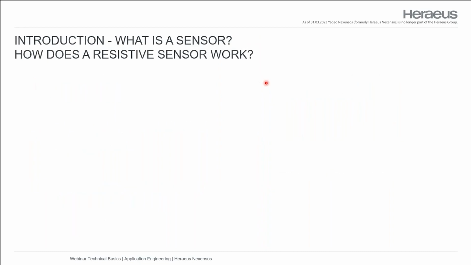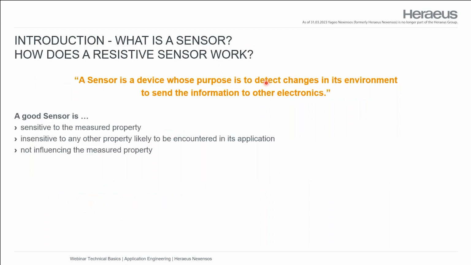Coming to that introduction, what is a sensor? A sensor is a device whose purpose is to detect changes in the environment. That means anything else should not be sensed. A good sensor is sensitive to the measured property, clear? It is insensitive to any other properties. That means the external influence on that sensor should be avoided or reduced, so that the sensor is detecting what you try to measure. And a good sensor is also not influencing the measured properties. That means if you have a sensor in a gas chromatograph, for example, then this sensor should not outgas and therefore influence the result of that gas chromatographic analysis in the end.